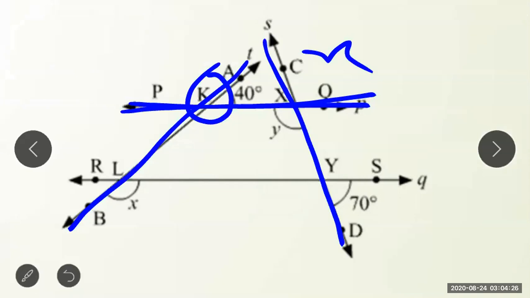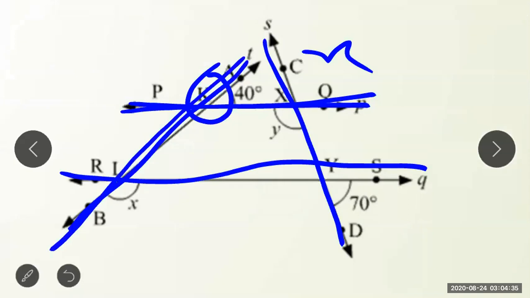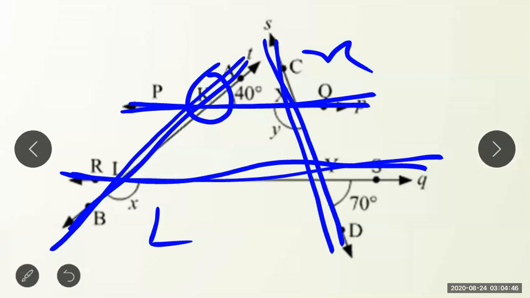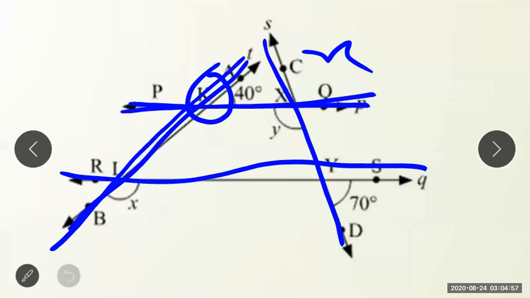Now next is RS. RS and AB intersect at L. And the last one, RS and CD intersect at Y. I hope you people have understood which line intersects at which point. Once again, I will explain to you.